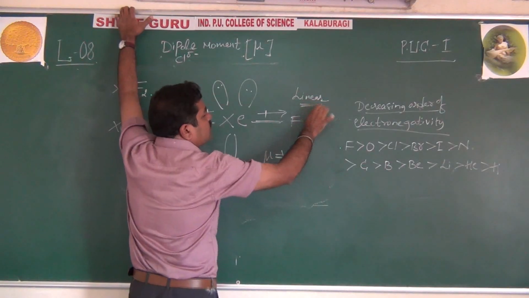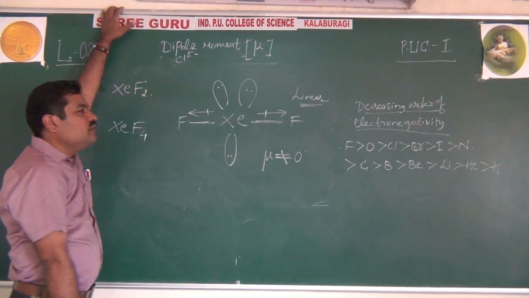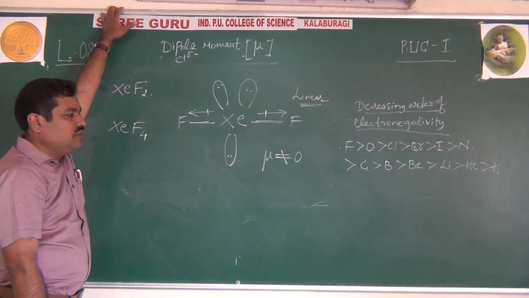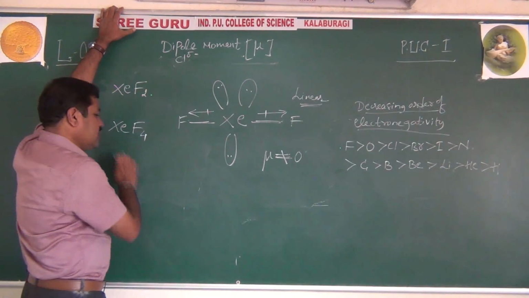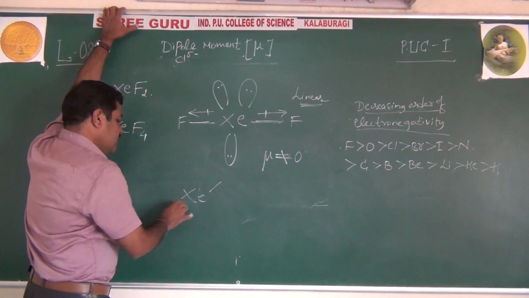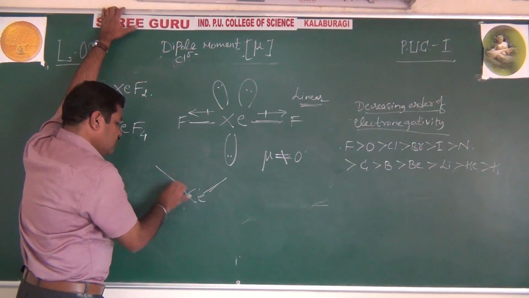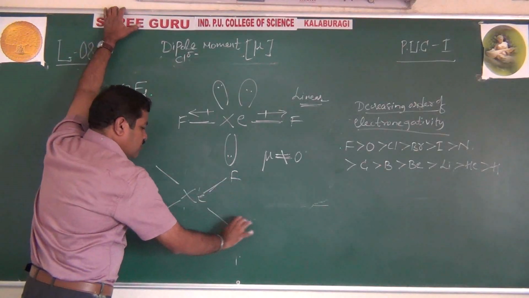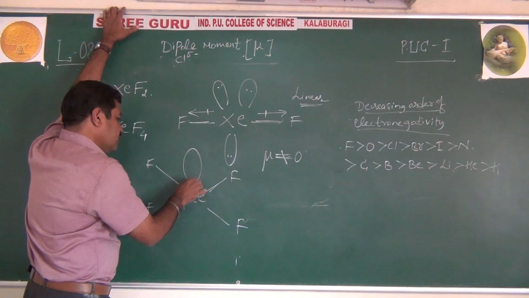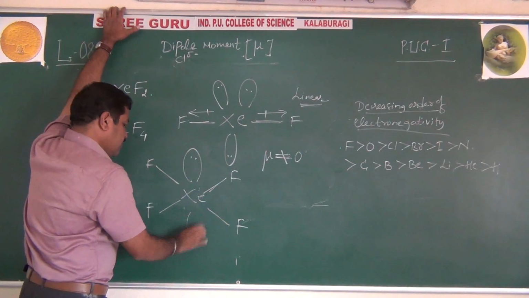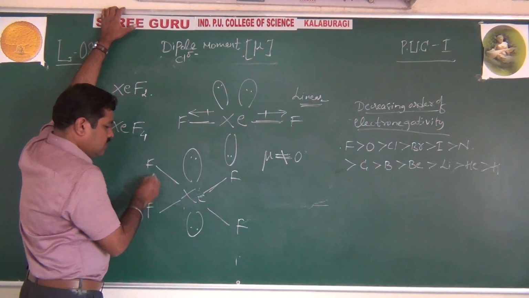The distorted geometry is linear, but actually it should be trigonal pyramidal according to sp3d hybridization. Now xenon difluoride: it will share 1, 2, 3, 4 with fluorine, and the remaining 4 as a reference.